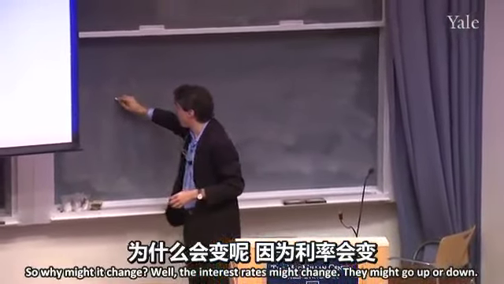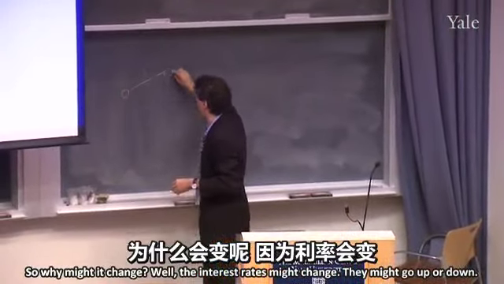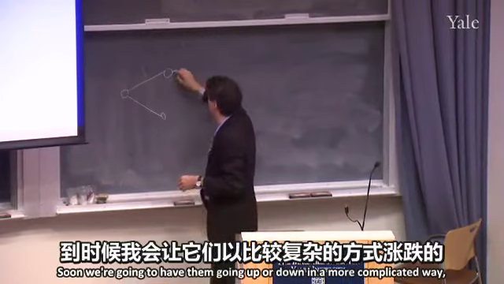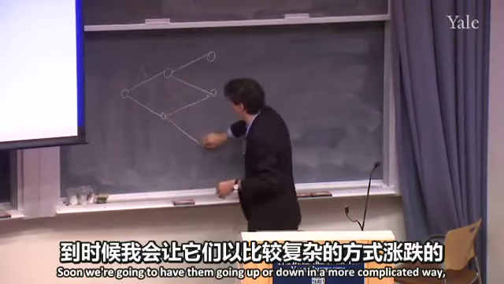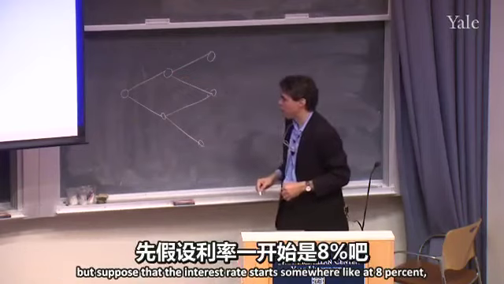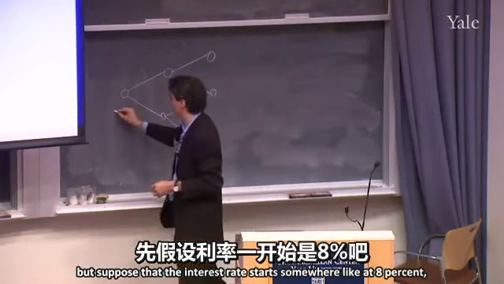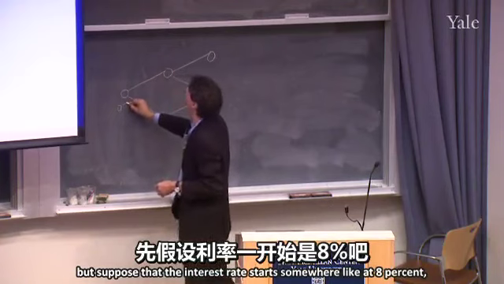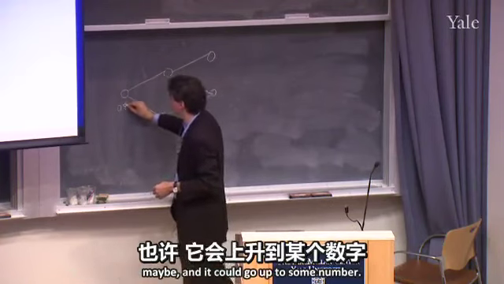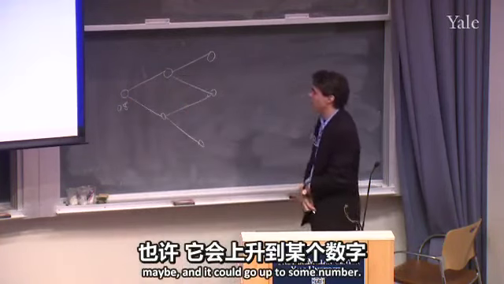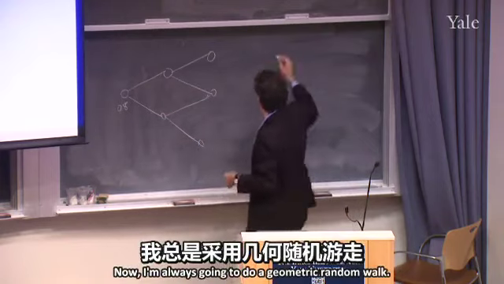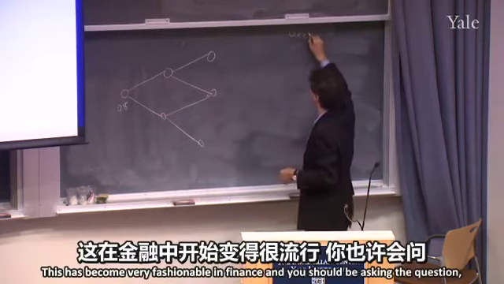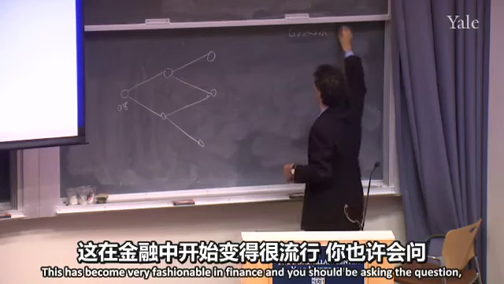So why might it change? Well, the interest rates might change. They might go up or down. Soon we're going to have them going up or down in a more complicated way. But suppose that the interest rate starts somewhere, like at 8% maybe, and it could go up to some number. Now, I'm always going to do a geometric random walk.